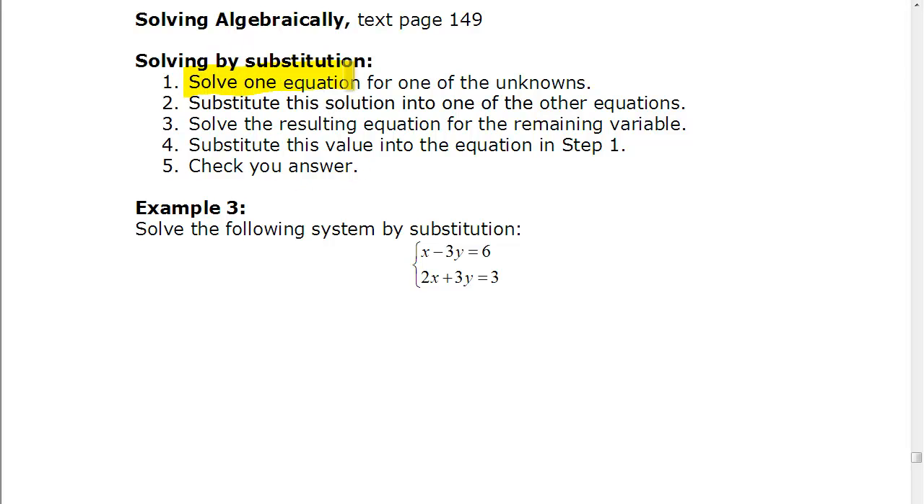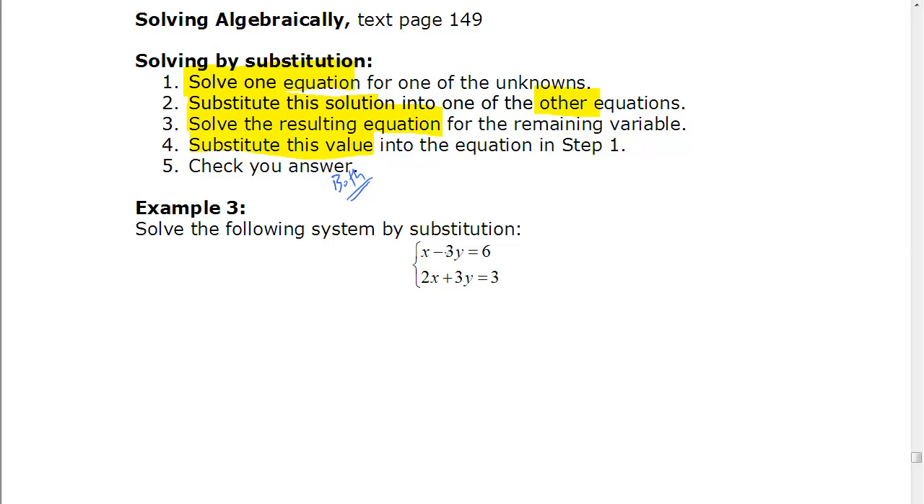Solve one equation for one of the unknowns, substitute this solution into the other equation, solve the equation that's left, and substitute this answer back into your step 1 equation. And then we can always check our answer by substituting into both equations. Because don't forget, for the answer to be valid, it has to be true in both equations, or if it's a bigger system, in all equations.